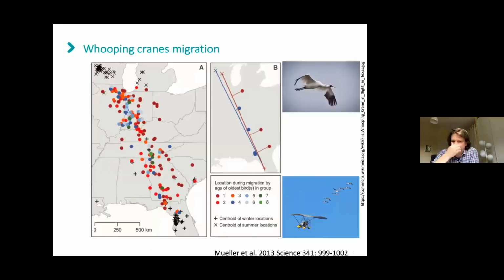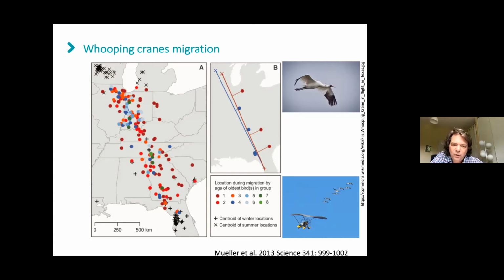Well, I want to show one potential example of this approach where it can be used. So this is here a whooping crane migration. Whooping cranes in the US are a species that is highly endangered, and they show migration. So in the winter they're in Florida, and in the summer, at least this group, is up in Wisconsin.